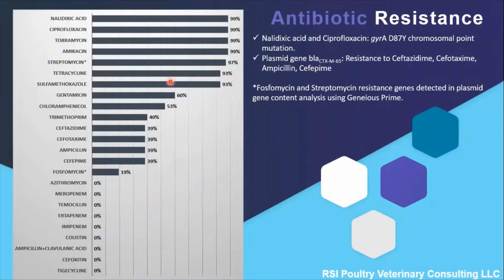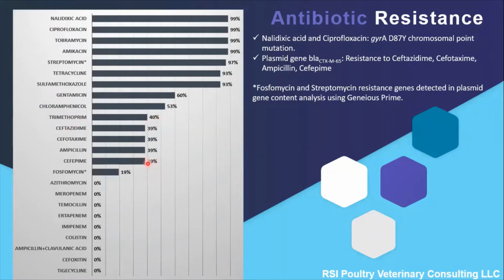93% of the isolates were resistant to tetracycline and sulfamethoxazole. 60% of the isolates were resistant to gentamicin. 53% of the isolates were resistant to chloramphenicol. 40% of the isolates were resistant to trimethoprim.